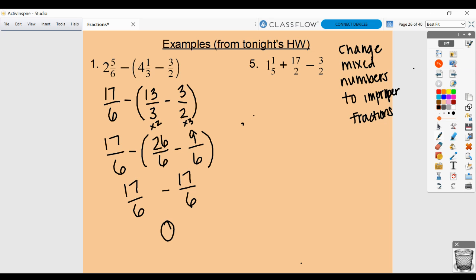Okay, the next problem, we want to change this over to an improper fraction. So 5 times 1 is 5, plus 1 is 6. So 6/5 plus 17 over 2 minus 3 over 2. Now this one does not have any parentheses, so we just want to work from left to right. But we first have to make a common denominator, so I have 5 and 2. So your common denominator would be 10.